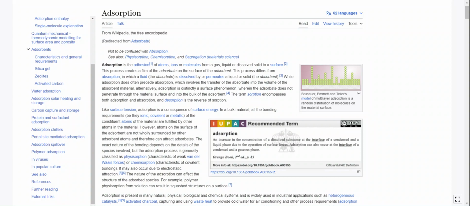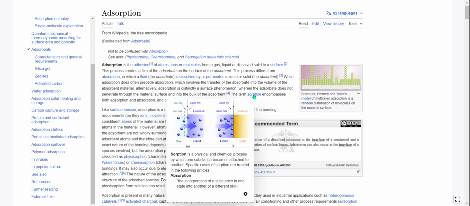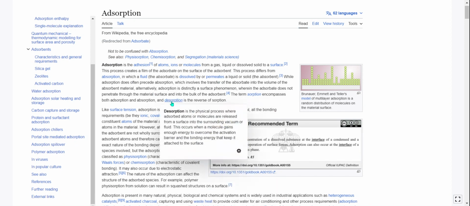Alternatively, adsorption is distinctly a surface phenomenon, wherein the adsorbate does not penetrate through the material surface and into the bulk of the adsorbent. The term sorption encompasses both adsorption and absorption, and desorption is the reverse of sorption. So sorption, the root there, is a physical and chemical process by which one substance becomes attached to another. Cool. And desorption, I'm guessing, is how they are removed.